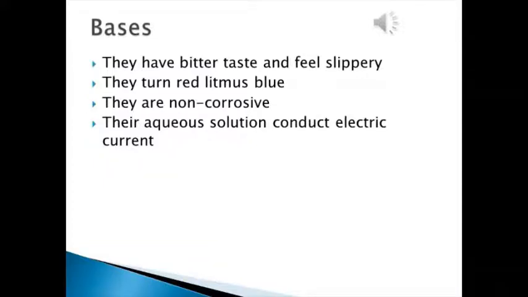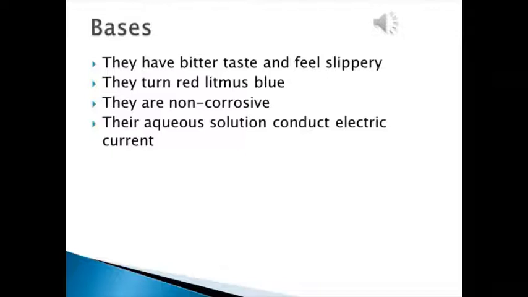Properties of bases. Bases have a bitter taste as compared to acids and they feel slippery. If you touch a base, you will feel slippery, like the sensation when you touch soap, you feel it slippery on your skin. This is due to the presence of a base in the soap, like sodium hydroxide, which is used in the manufacture of soap. Bases turn red litmus paper blue.